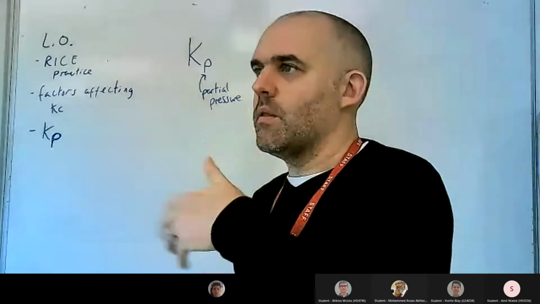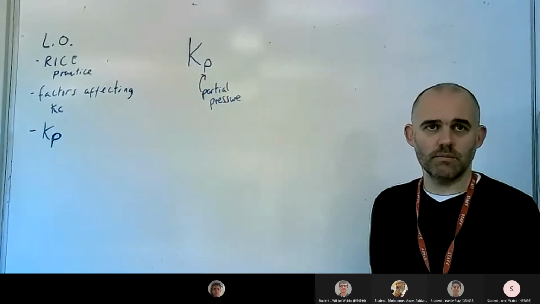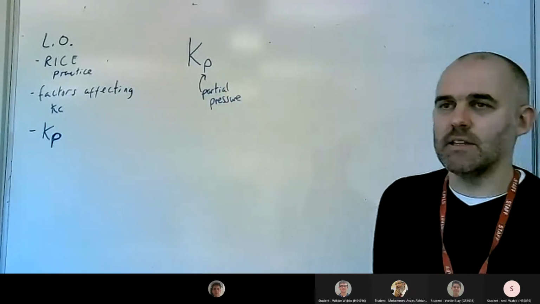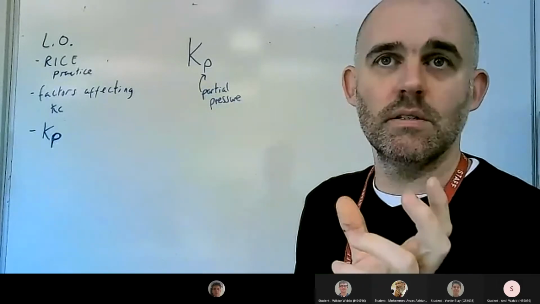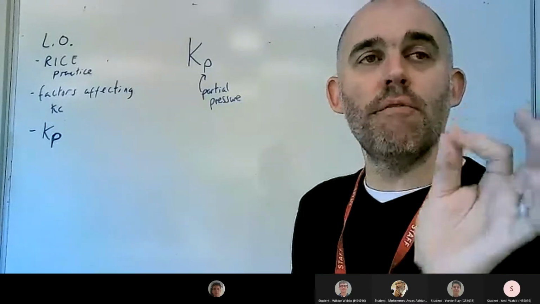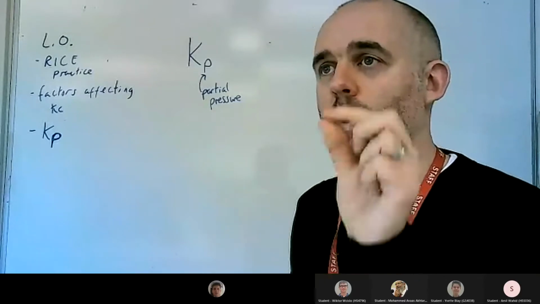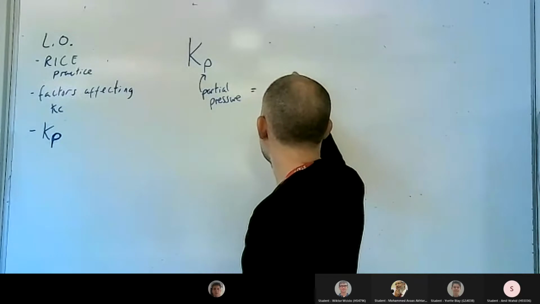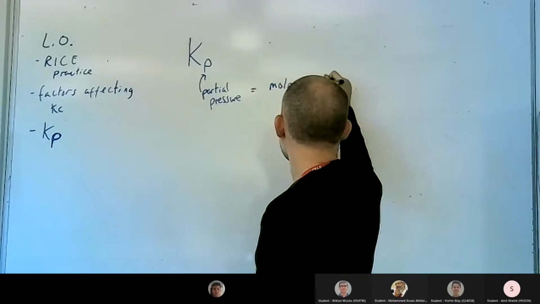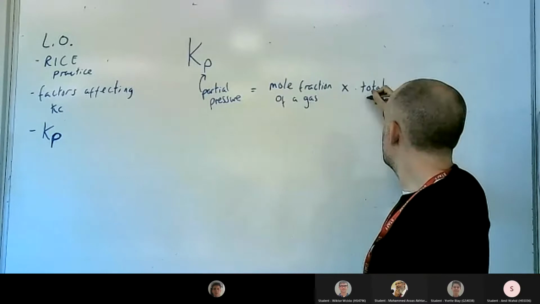So if we want to know, rather than talking in percentage, we don't normally talk in percentage though. We talk about what we call mole fraction. Okay, so the mole fraction is the number of moles of that particular gas divided by the total moles of all the gases. So if we can work out the mole fraction of each gas and times it by the total pressure, we get the partial pressure of each gas. So partial pressure equals the mole fraction of the gas times by the total pressure.